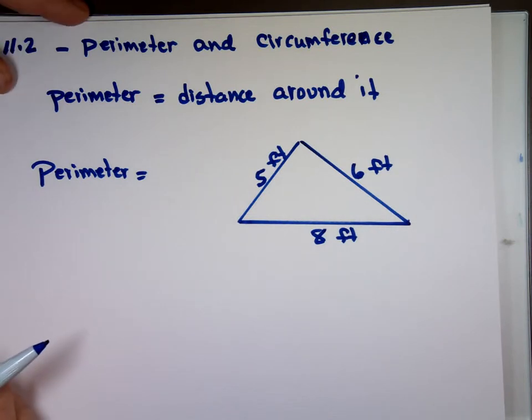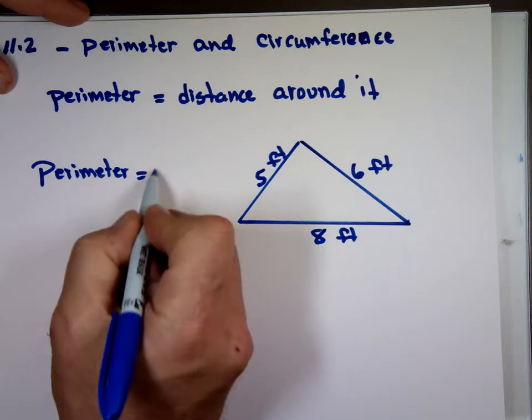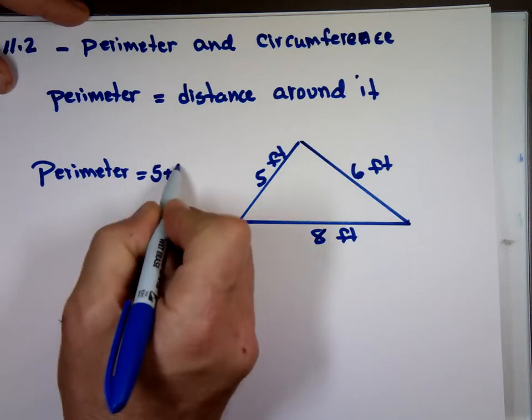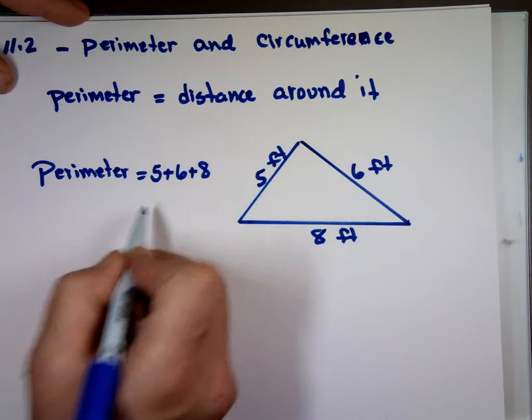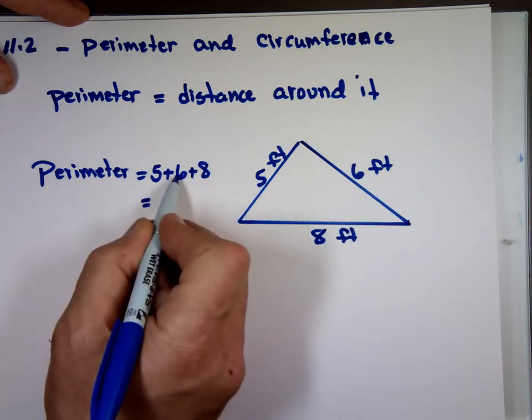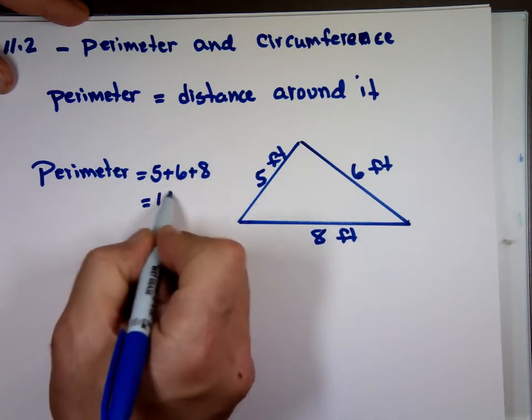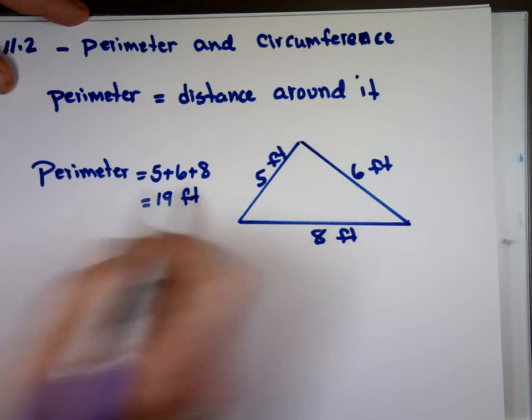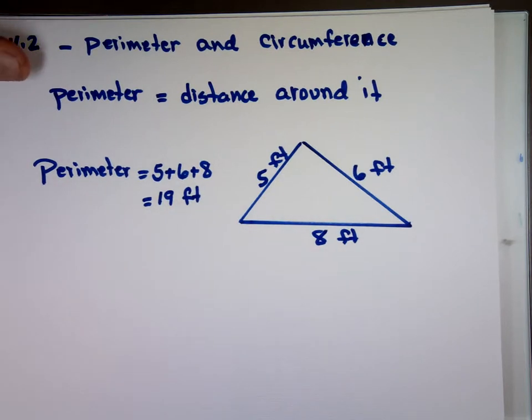20? How many? Why 20? 5 + 6 + 8. Let's see, what's 5 plus 6? 11 plus 8? 19. So you have an extra foot left there. But we need 19 feet of fencing.